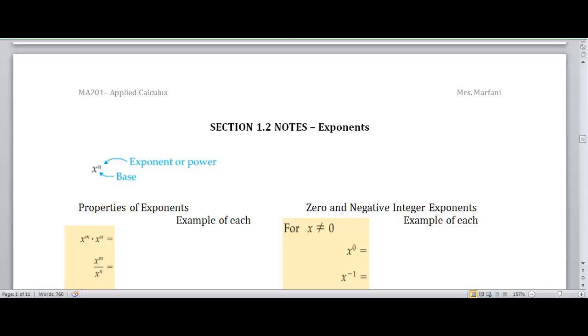Hello, today we'll be continuing with chapter 1. We're starting 1.2 today. This is exponents.